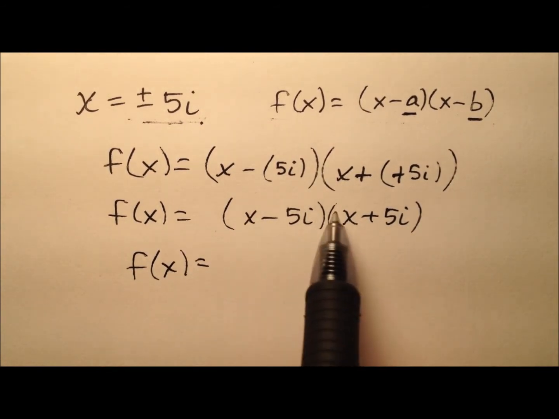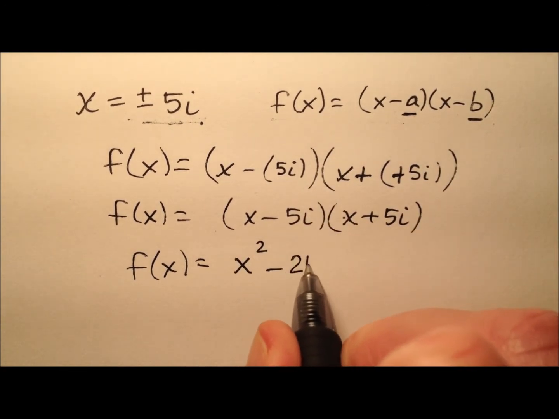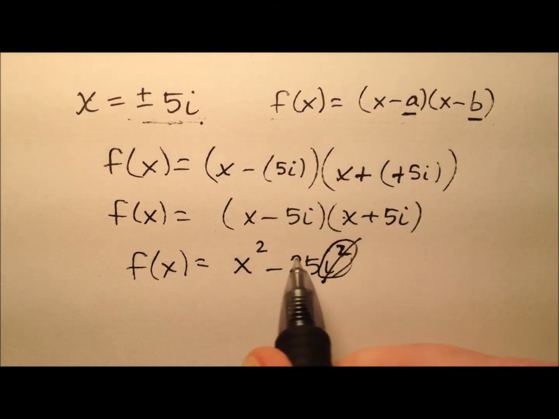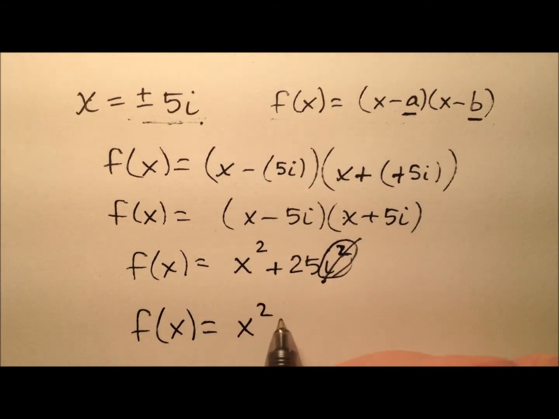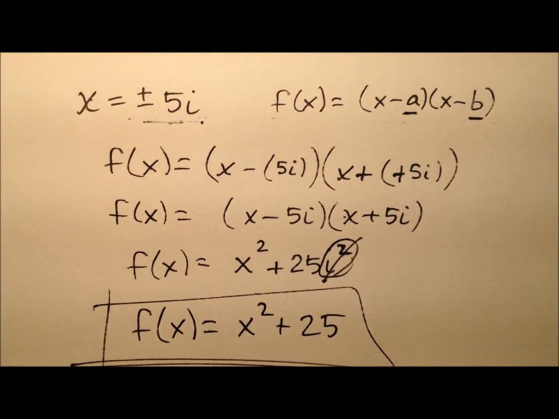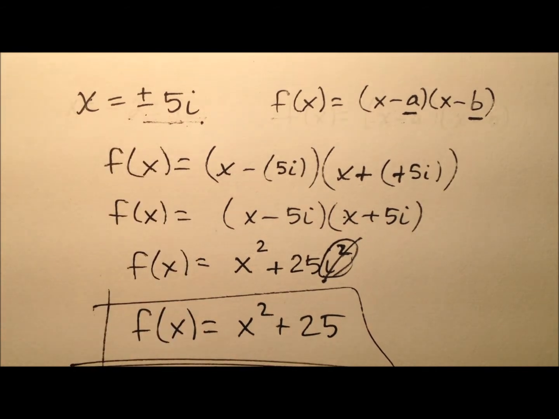So I just need to multiply the first to get x squared, and then the last to get negative 25i squared. But of course, i squared is a negative 1, so that will change that subtraction sign to an addition sign. So our quadratic function in standard form will be x squared plus 25, and this will be the quadratic function whose roots are plus or minus 5i.